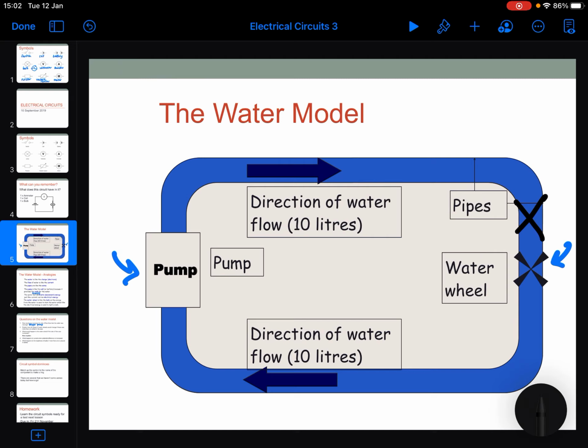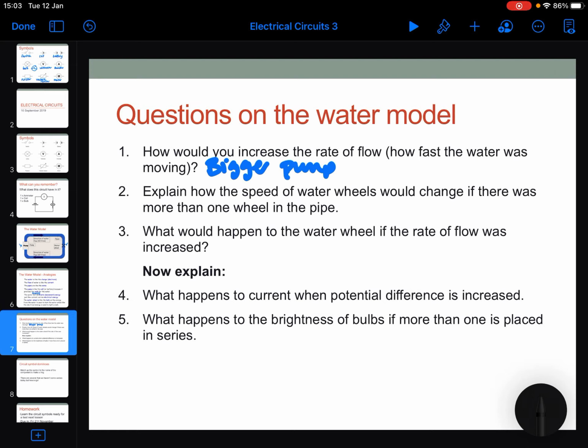What would happen to the water wheel if the rate of flow was increased? So if you have more water going round and round and faster, what would happen to the water wheel? Hopefully you're happy that if you increase how fast the water was flowing, the water wheel would also increase its speed. So now we're going to talk about electricity in the next 2 questions.